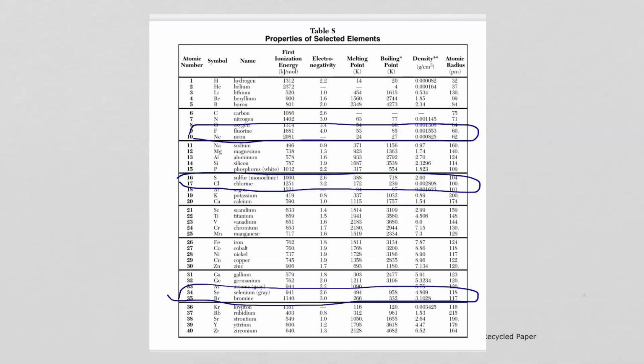As far as first ionization energy, 1681. Then we have 1251 and 1140. So first ionization energy is decreasing as we go down. Electronegativity, you got your 4, you got your 3.2, you got your 3. Again, it's going down. Our melting points are going from 53 to 172. So those are going up. Our boiling points are 85, 239, and 332. They're going up.